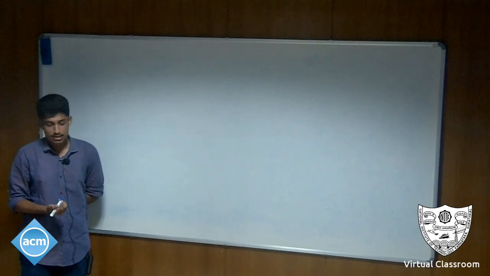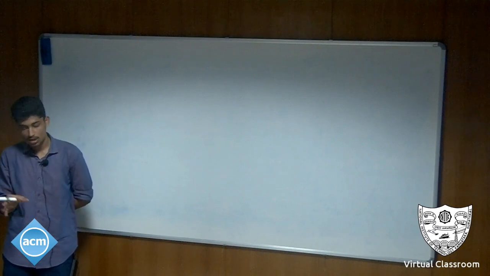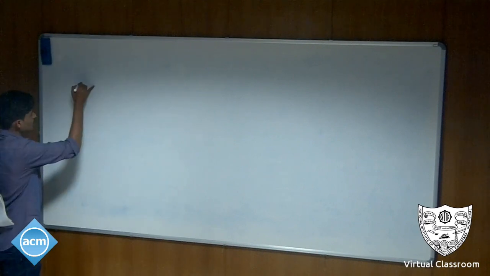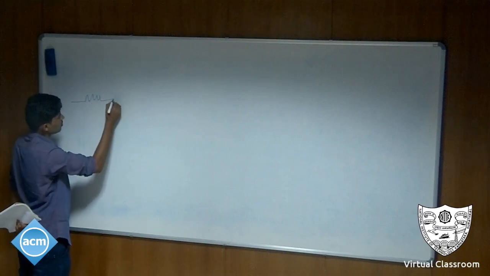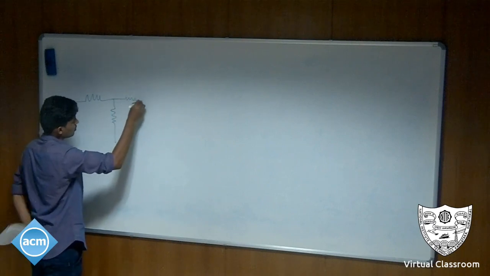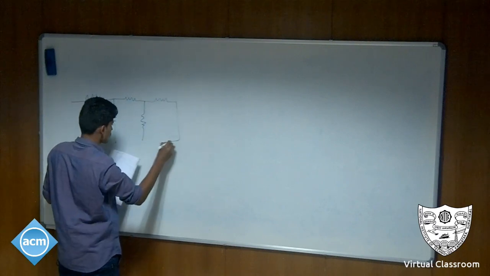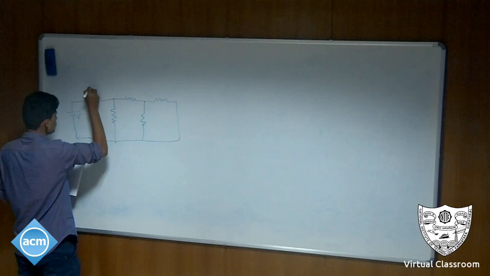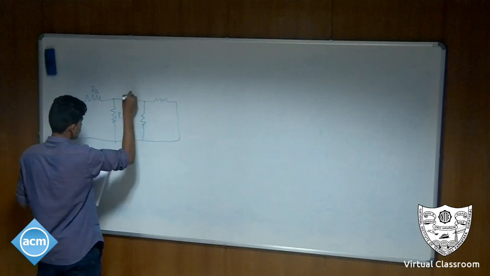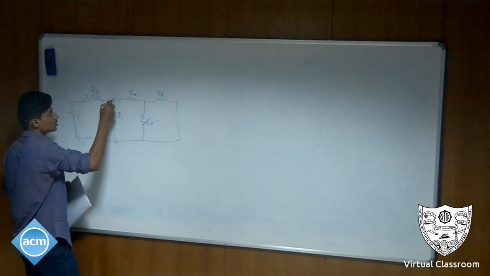Okay, what node analysis says is that from a single point, whatever current enters the node or leaves the node, the sum of total current is always zero. In a node, you can associate a voltage with it.